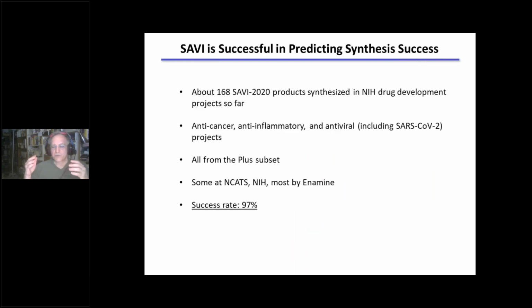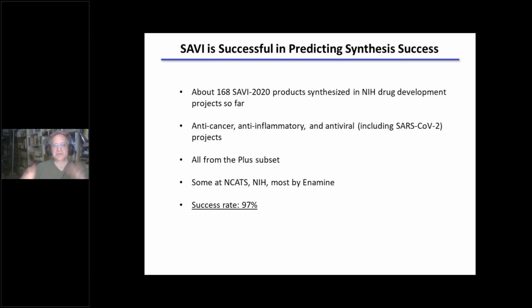So, okay, we have a lot of molecules. We have molecules that seem to have the right properties. Can they be synthesized? Now, this is what Yurii pointed out at the beginning. So far, we know of about 170 SAVI 2020 products that were synthesized in the context of NIH drug development projects. This was typically anti-cancer, but also anti-inflammatory and antiviral projects. And they were all from the plus subset, because that's what we usually look at in in silico screening.